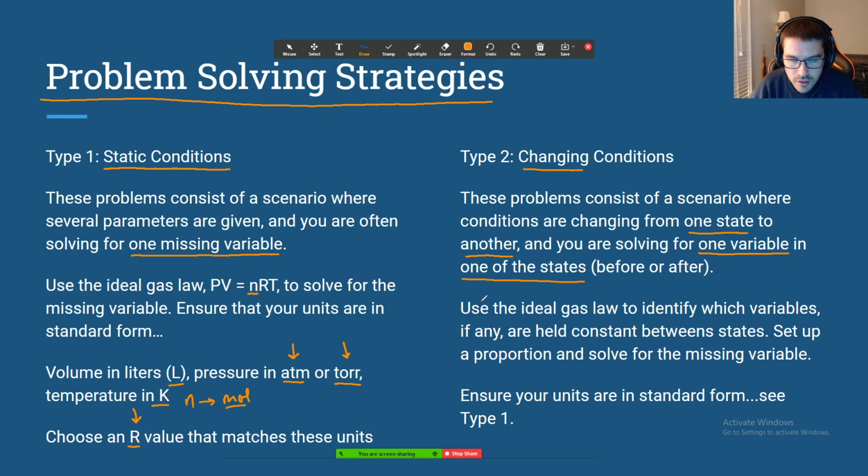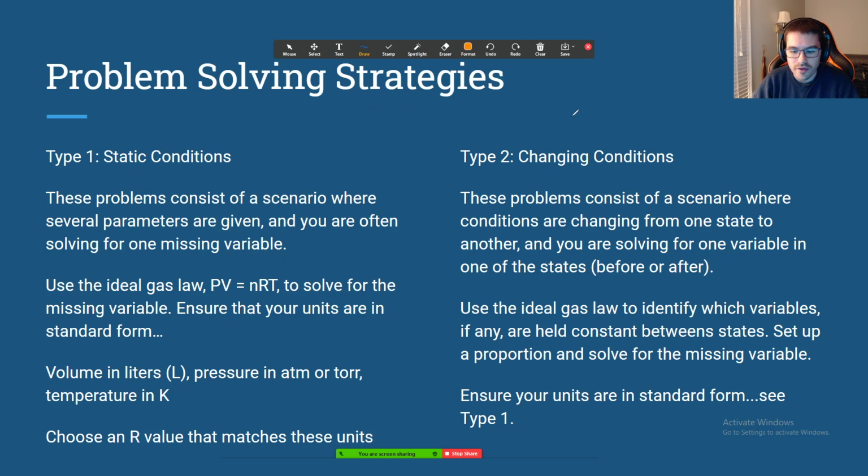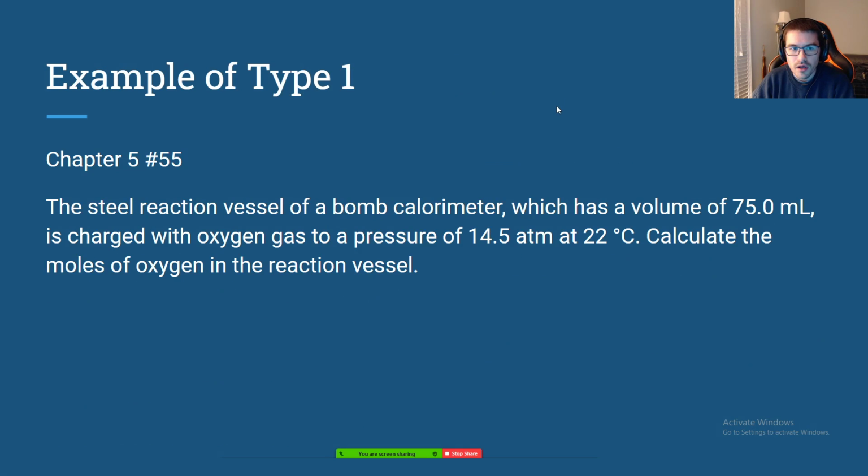What you're going to do here, and I'll go through the steps in more detail when I do the example, you're going to use the ideal gas law to identify which variables are held constant between the states. And you're going to use what you have there to set up a proportion to solve for the missing variable. And once again, you do need to ensure that your units are in some sort of standard form, just like with type 1 problems. So let's actually go do an example of each of these types.